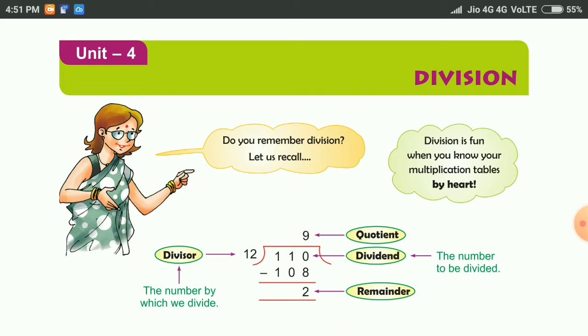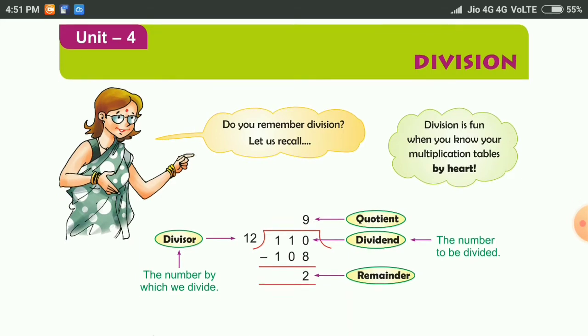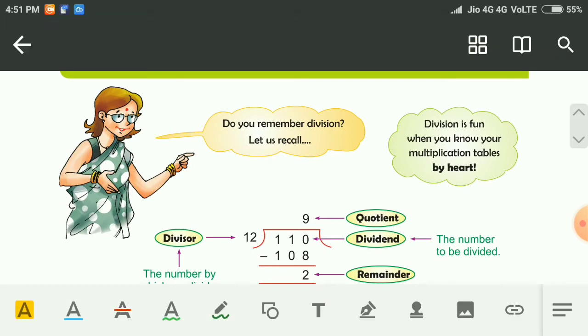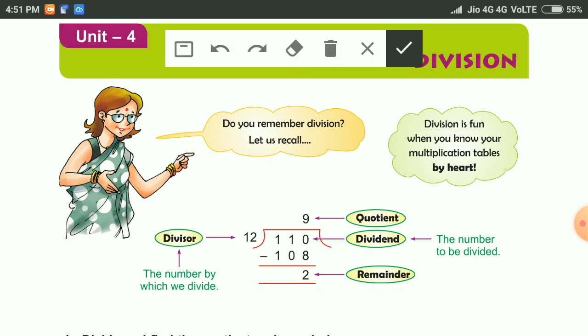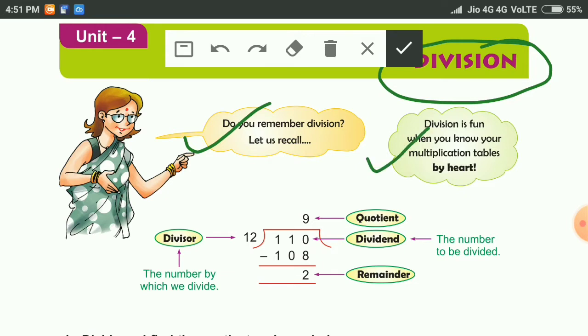Today, we'll learn a new operation of mathematics, and this is division. This is written here. You will learn division. Do you remember division? In class 3, you have learned division. Division is fun when you know your multiplication table by heart. You have to learn the multiplication table at least 2 to 20 by heart. Then you can do division easily.